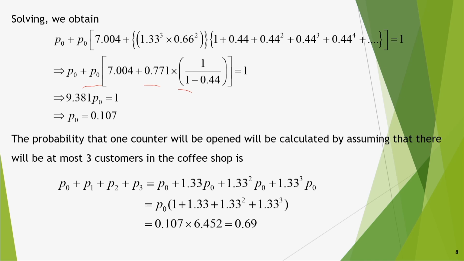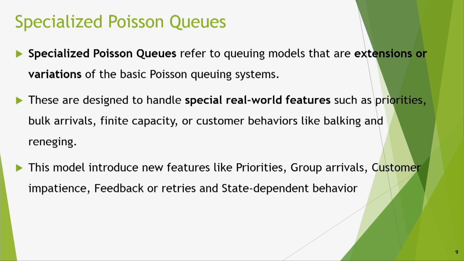So the probability that one customer counter will be opened will be calculated by assuming that there will be at most 3 customers in the coffee shop. Up to 3 customers is okay, and if 0 customers are there, then also the counter will be open. So you have to sum P0 plus P1 plus P2 plus P3. That means P0, 1.33 P0, 1.33 square P0, and so on. That gives 0.69, so there is a 69% chance that only 1 counter will be opened. 2 counters will not be opened.